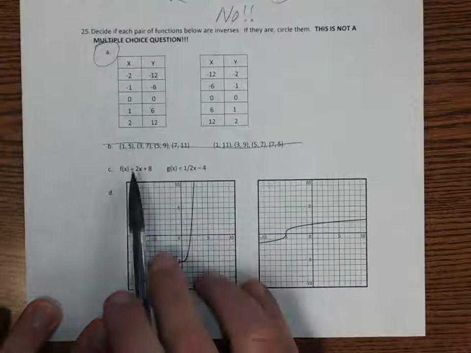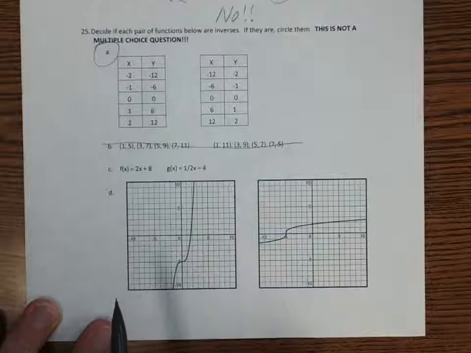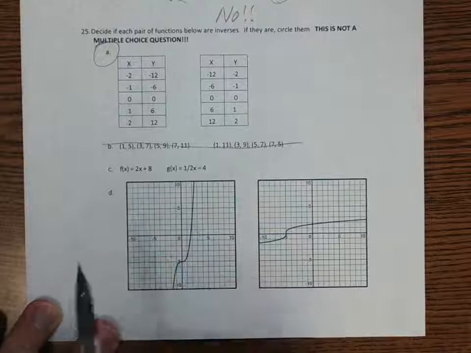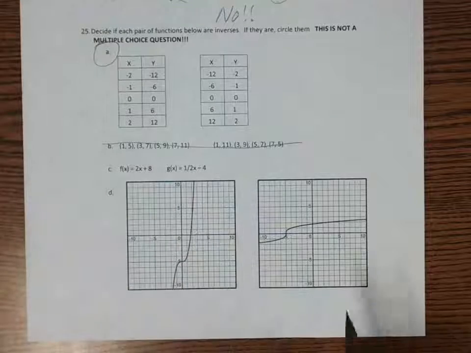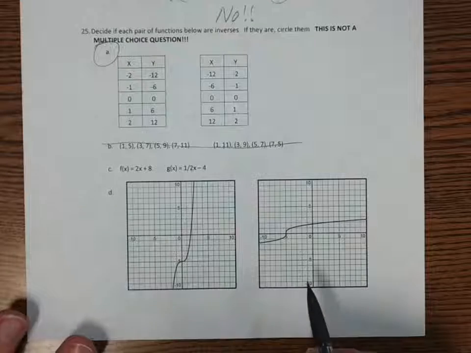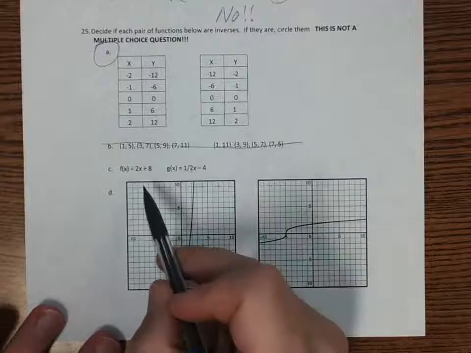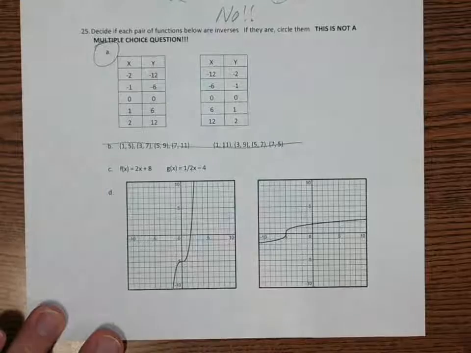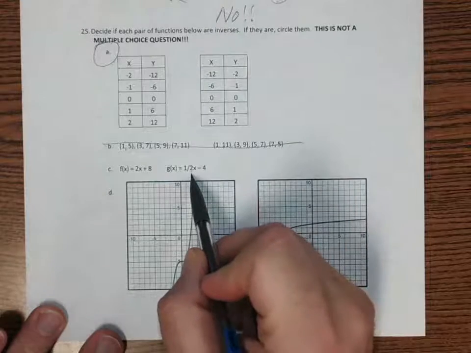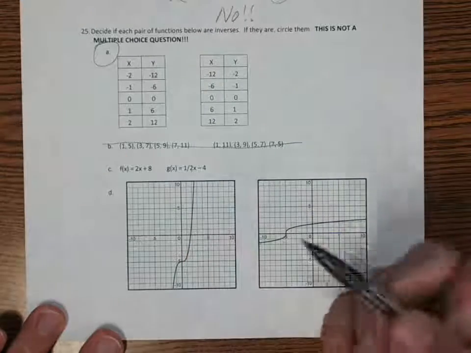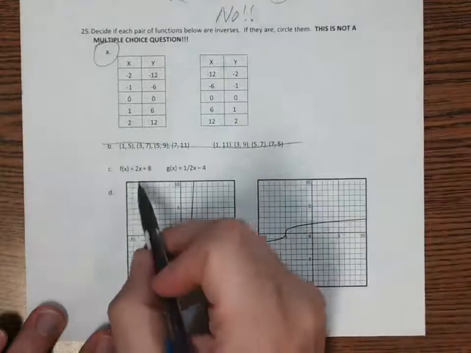C, I got two functions. I can do this one of two ways. I can either try the composition of functions. I can find out what f of g of x is and g of f of x is. Or I can take one and figure out what the inverse function is. And if the other one matches that, then I know they're inverses. And if it doesn't, then they're not. That's what I'm going to do.